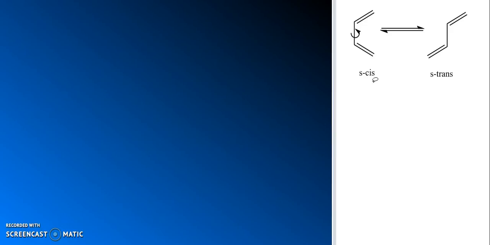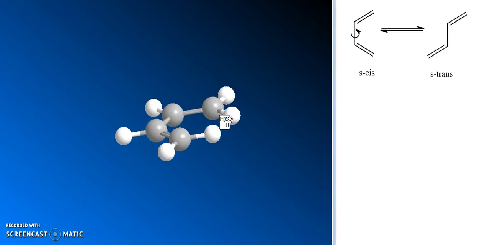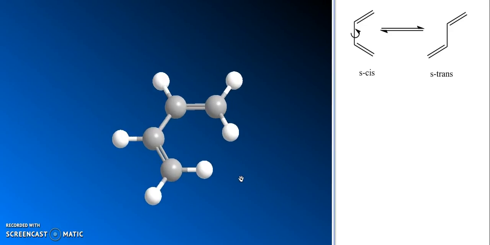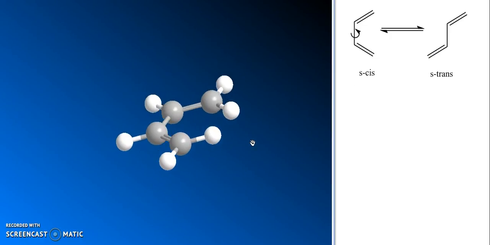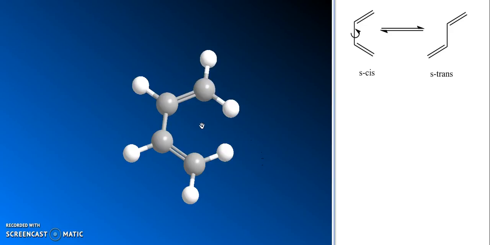These two are not equally populated at equilibrium. In particular, we have more of the s-trans at equilibrium, which is bad for us if we want to do a Diels-Alder reaction. Now, it might be a little bit tricky to see why that is from this model, but if we look at the structure of these in three dimensions, what we can see is that these two hydrogens come very close to one another. And this steric clash between these two groups right here makes the s-cis higher in energy and less favorable than the s-trans.